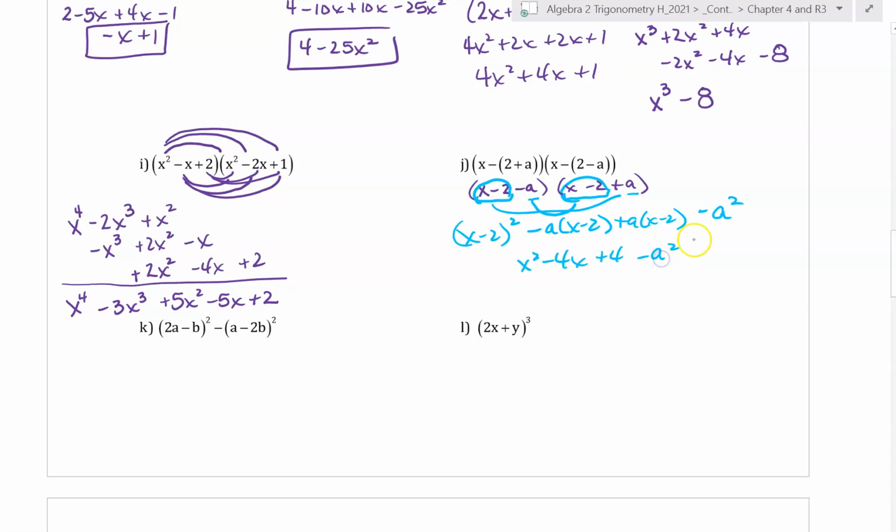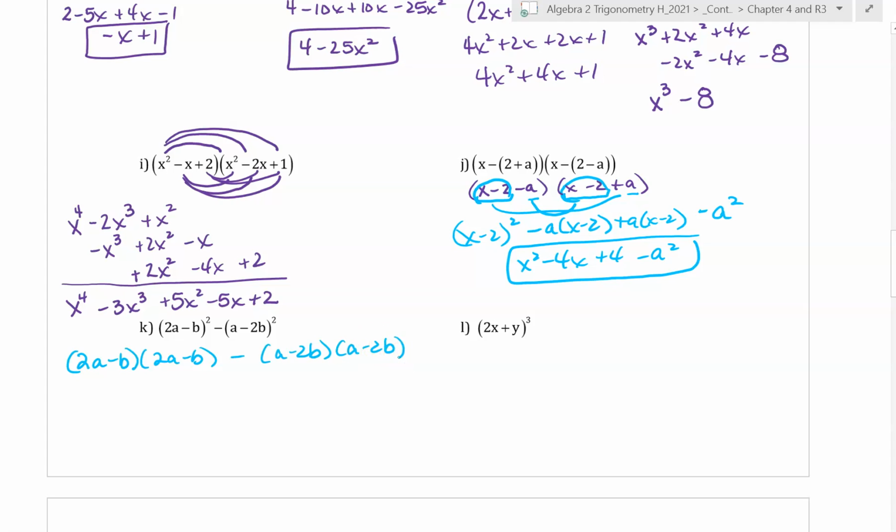So that made our job a lot easier for part J. Okay, so for part K, again, there's no shortcut. So this one is, I would say, a challenge problem. We're going to do 2a minus b times the quantity 2a minus b, and a minus 2b times the quantity a minus 2b. And then we'll proceed from there. So go ahead and give it a try.